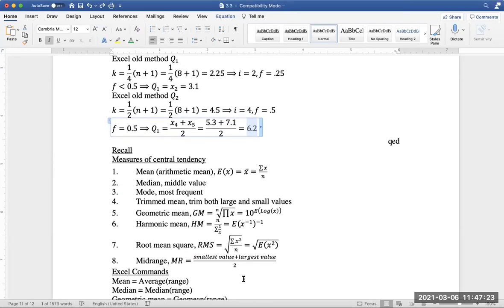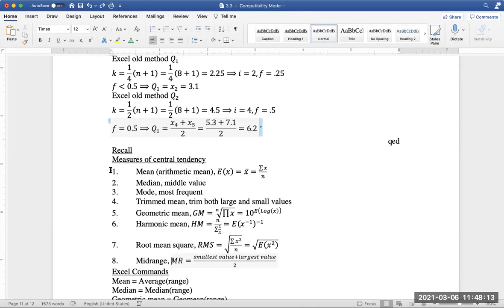So just recall: the mean, expected value of x, is the sum of x over n. The median was the middle value, the mode was the most frequent value. In a trim mean, you trim both the largest and smallest values. In a geometric mean, it is 10 to the expected value of the log of x. The harmonic mean is the reciprocal of the expected value of the reciprocals. The root mean square is the square root of the expected value of x squared. And the mid-range is just the minimum plus the maximum, divided by 2.